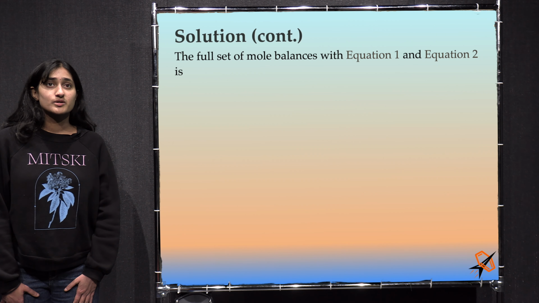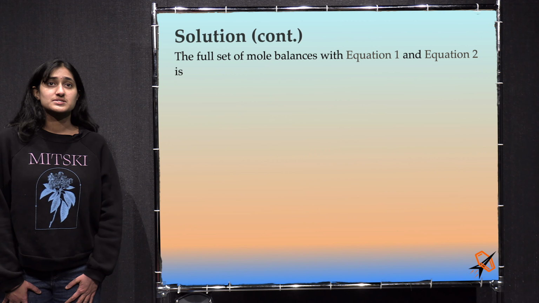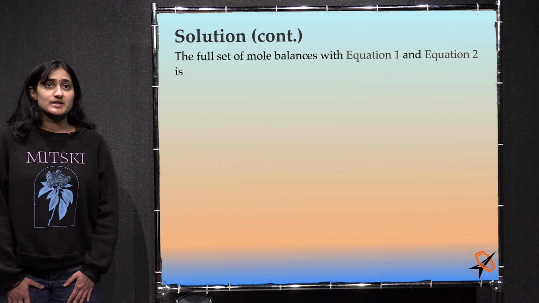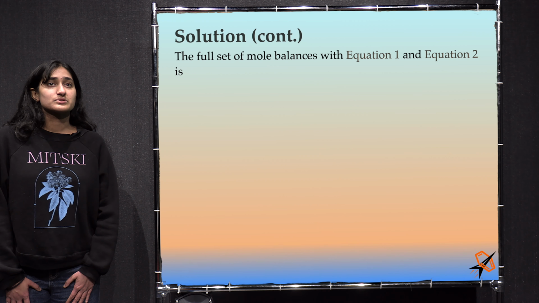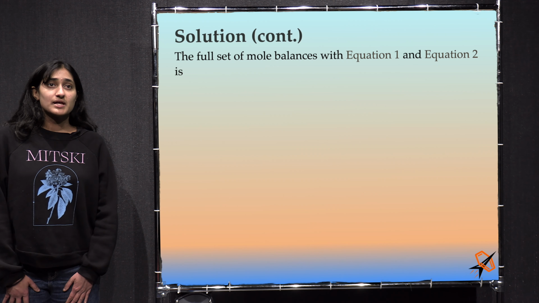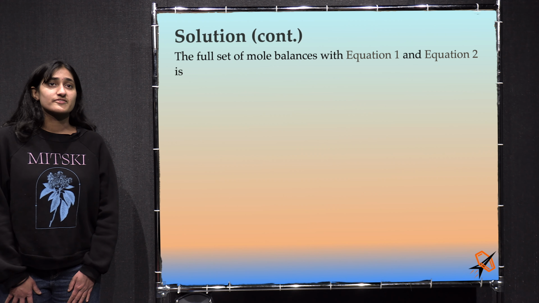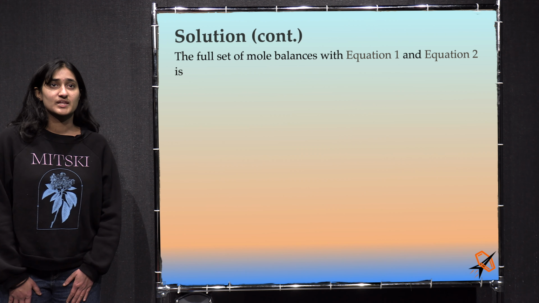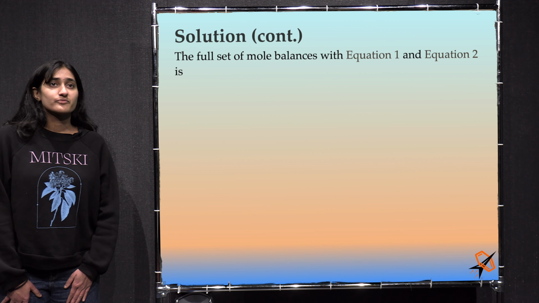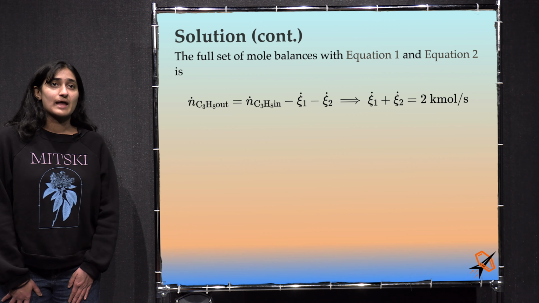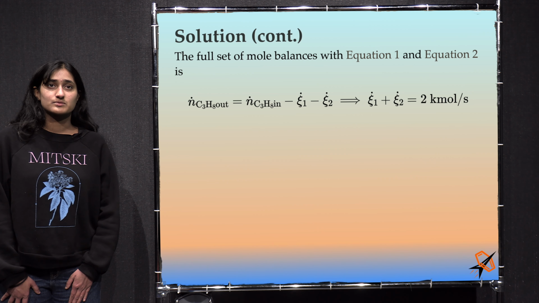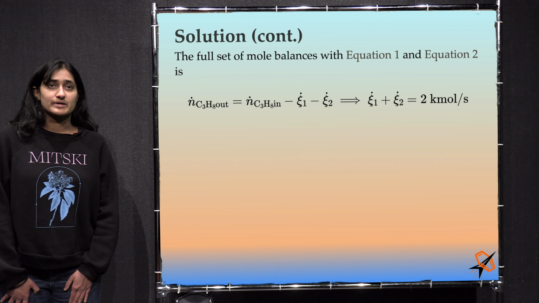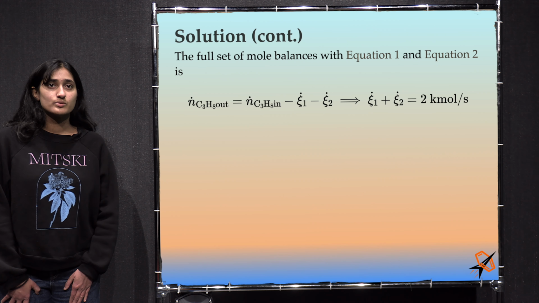At this point, we are going to go through the full set of mole balance equations that we got from the chemical reactor with multiple reactions. If you recall, that's the flow rate of species i out is equal to the flow rate of species i in, plus the sum of the stoichiometric coefficients of species i in reaction j times the extent of reaction j. So that's what we're doing here. First, for propane, we have the propane out equals the propane in minus extent 1 minus extent 2. Since we know that there's no propane coming out, we get that extent 1 plus extent 2 equals 2 kmols per second.